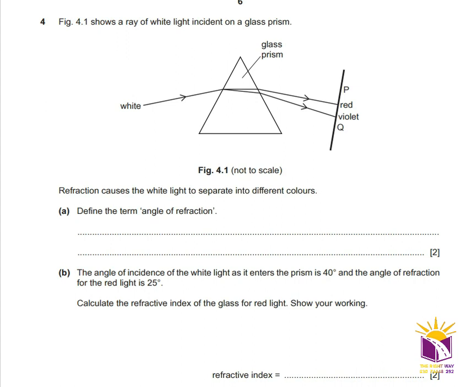Question number 4. Figure 4.1 shows a ray of white light incident on a glass prism. Refraction causes the white light to separate into different colors. Define the term angle of refraction. When light enters from one medium to another, it refracts.